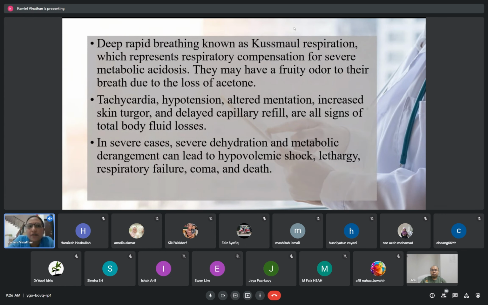So the patient will come with rapid breathing, known as Kussmaul breathing, which represents respiratory compensation of severe metabolic acidosis. They may have a fruity odor of breath due to loss of acetone. Patients will come with tachycardia, hypotension, altered mental status, and delayed capillary refill if there is a sign of total body fluid losses. In severe cases, patients will come with severe dehydration and metabolic derangement, which can lead to hypovolemic shock, lethargy, respiratory failure, coma, and can cause death also.